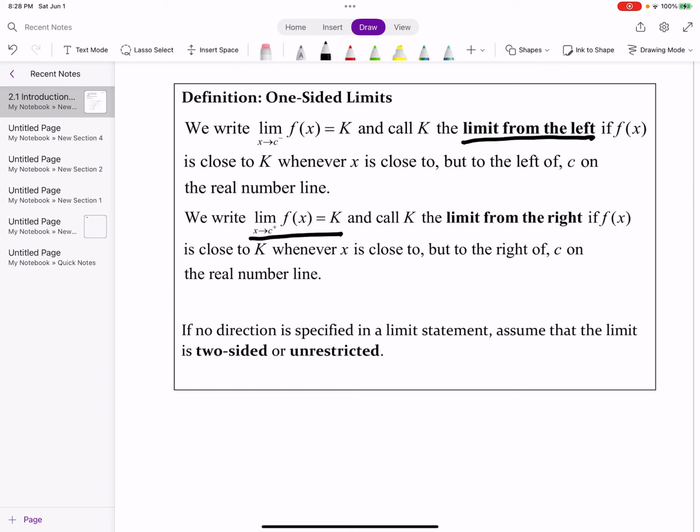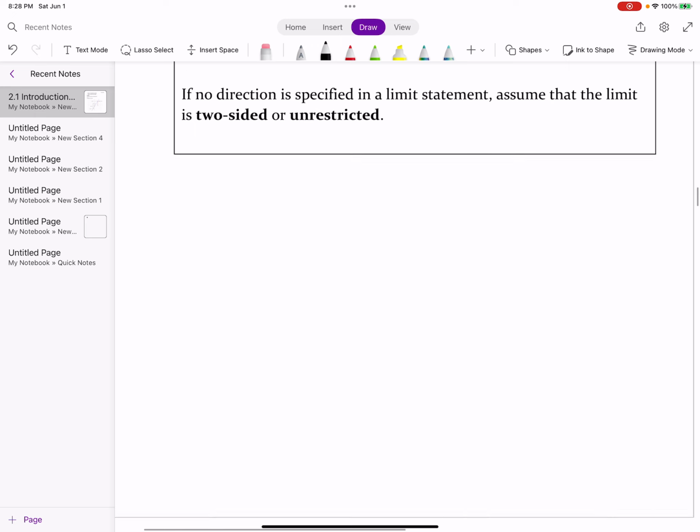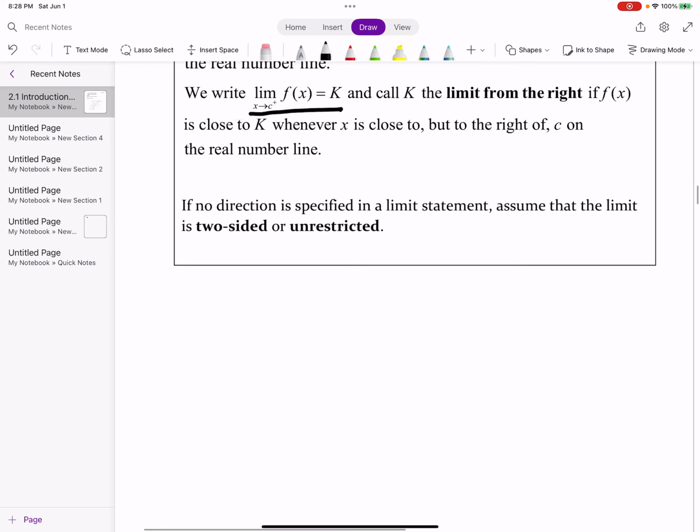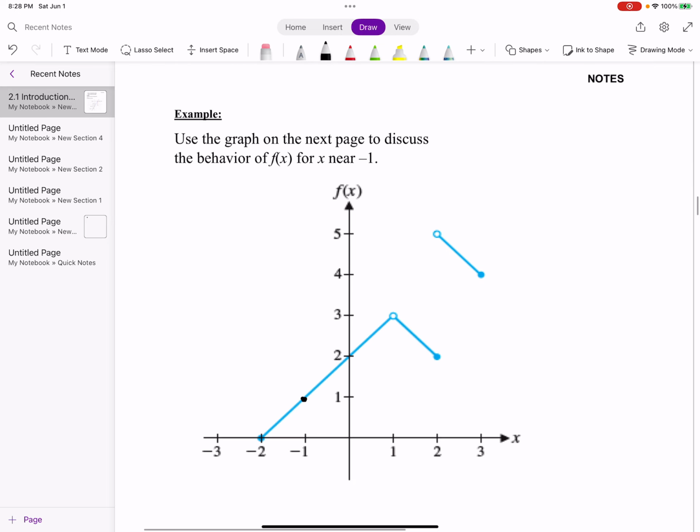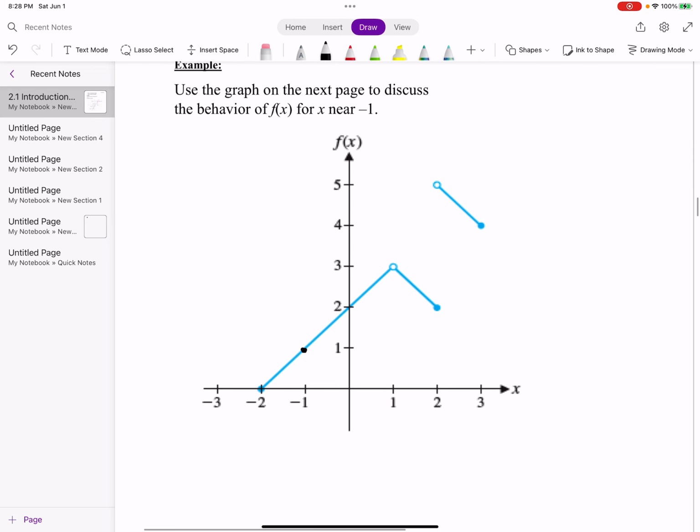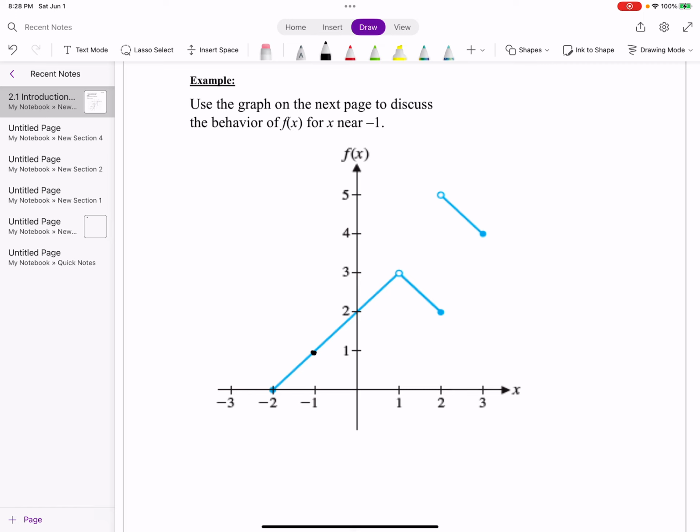And this is an important note. If no direction is specified in a limit statement, assume that the limit is two-sided or unrestricted. This is an important definition of limit. Now, this is a good example to see the difference between the limit from the left side, from the right side, and the function value.